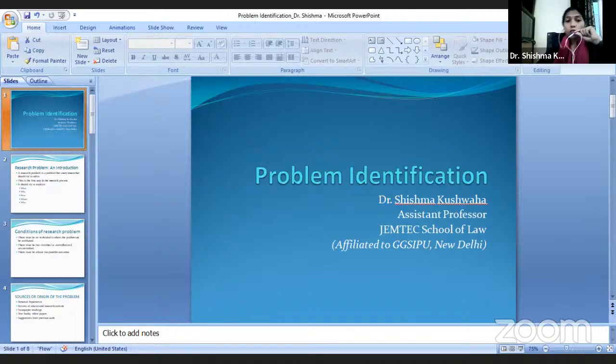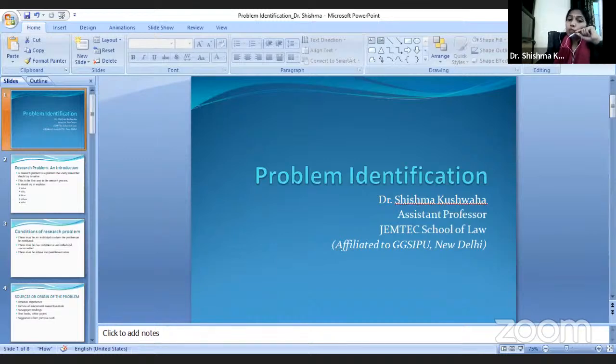So a research problem can be identified from various previous researches, from what the previous researchers have said. Now we have found that this was the solution which has been given, and we believe that this could be one of the problems, right?